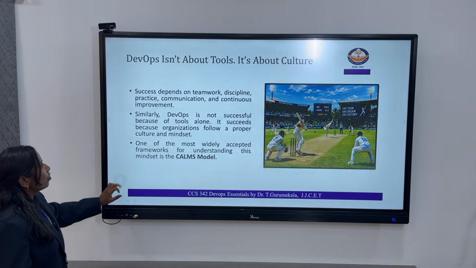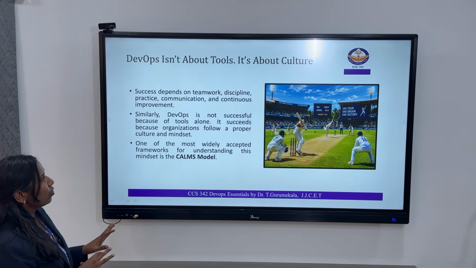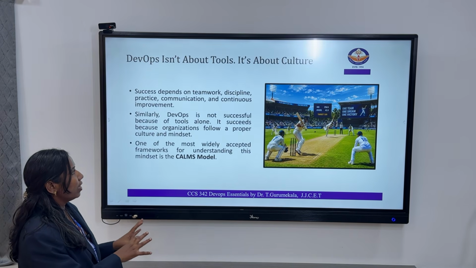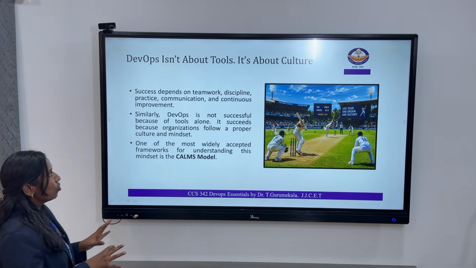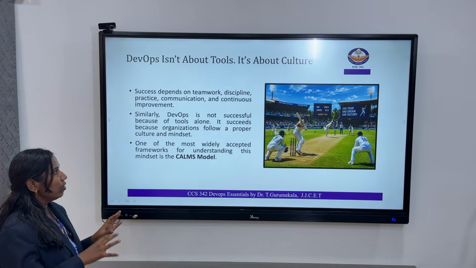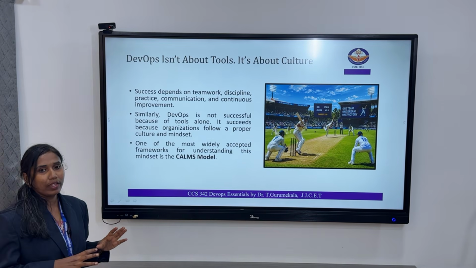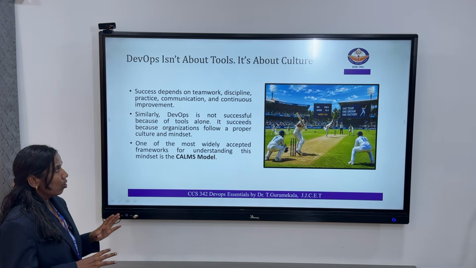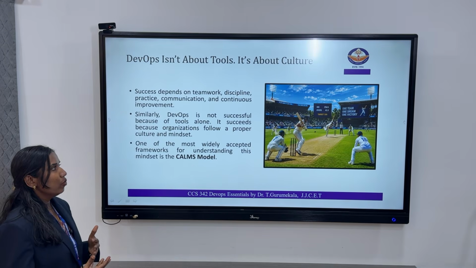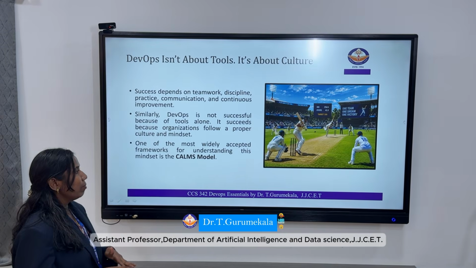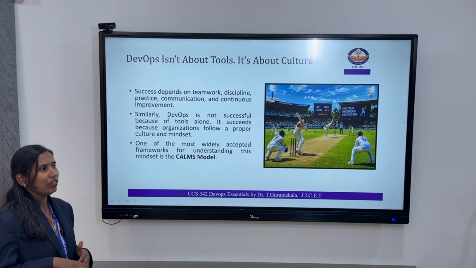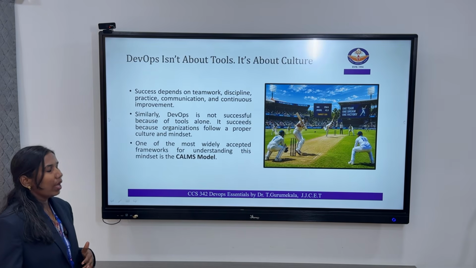So, DevOps culture. With that, I'll put a scenario here. A team of cricketers is playing in the playground. They have so many pieces of equipment like stumps, ball, and bat. To win the match, consider that all these guys have very costly bats, stumps, and balls. Even though they have such costly equipment, without a culture they will not be able to win the match. In a similar manner, even though DevOps has eight principles, without culture we will not be able to produce high quality software.